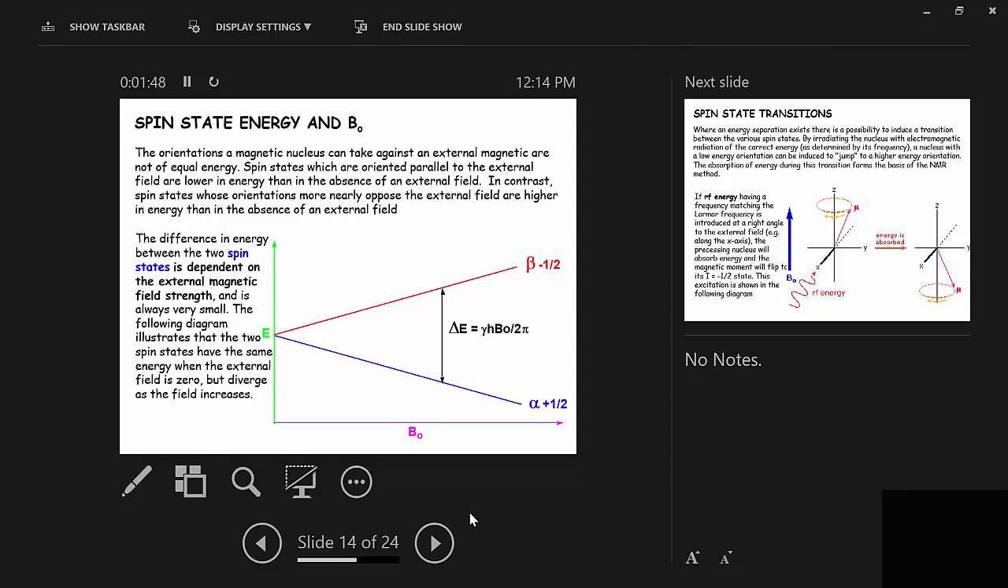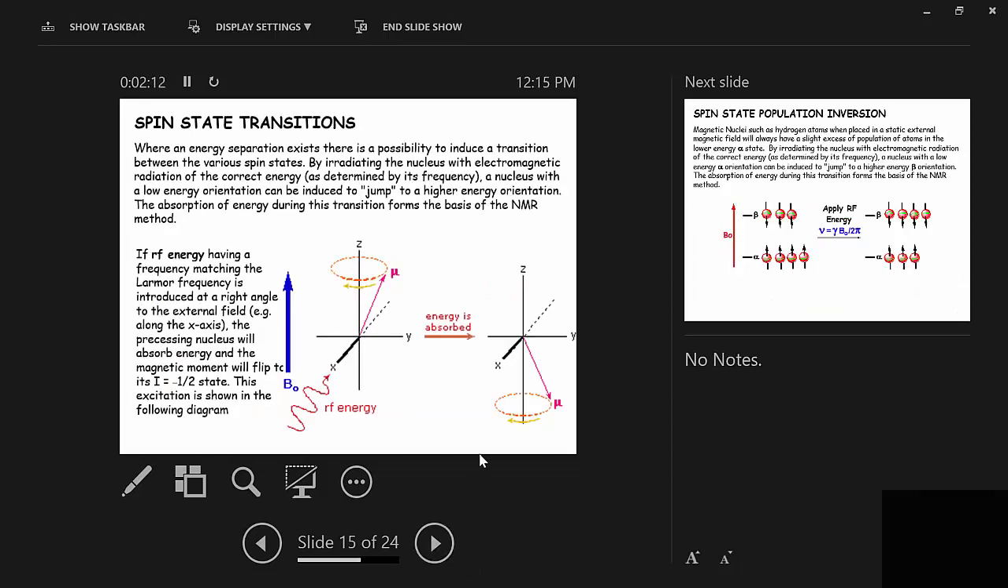But even the biggest ones are still small. You know? And so it says, and is always very small. The difference in energy between the two spin states is always very small, but the bigger the better. Because if it's very close together like this, it's hard to measure the difference in energy. This is still all in the radio waves.